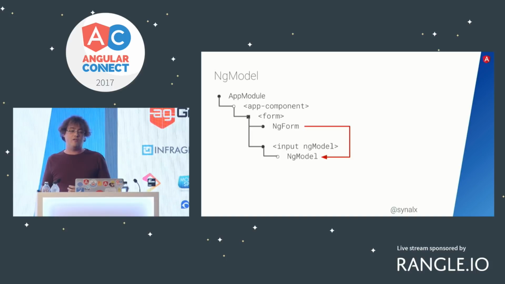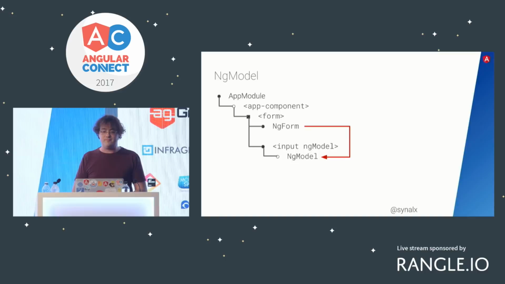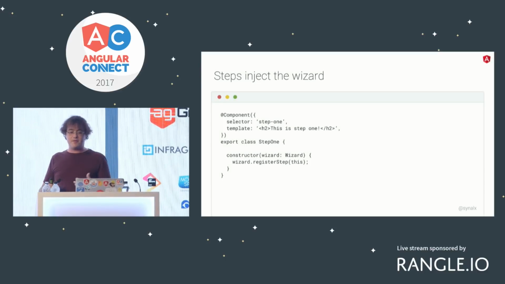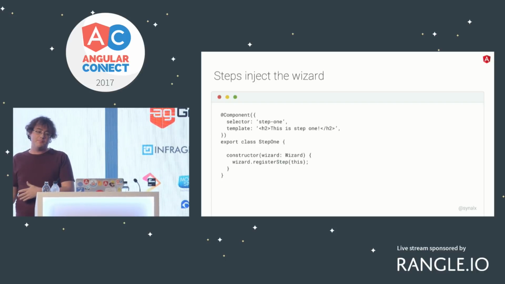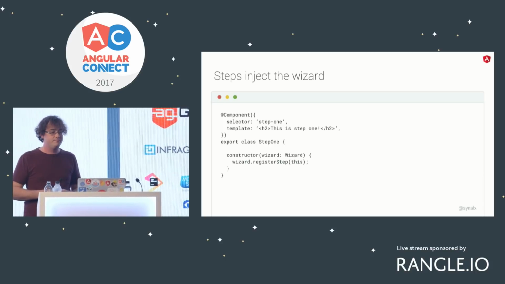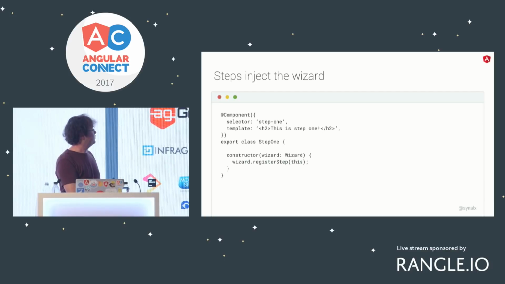This is simplifying it a little bit, but this kind of implicit component communication that uses DI in the view hierarchy can be very powerful. So let's apply that to design our wizard. Since the step components are projected into the wizard in the view, we can just inject the wizard into each step. But because we want the wizard to talk to the steps, we'll have to have the steps register themselves with the wizard when they're created. Right? So they'll call wizard.registerStep and pass themselves in.